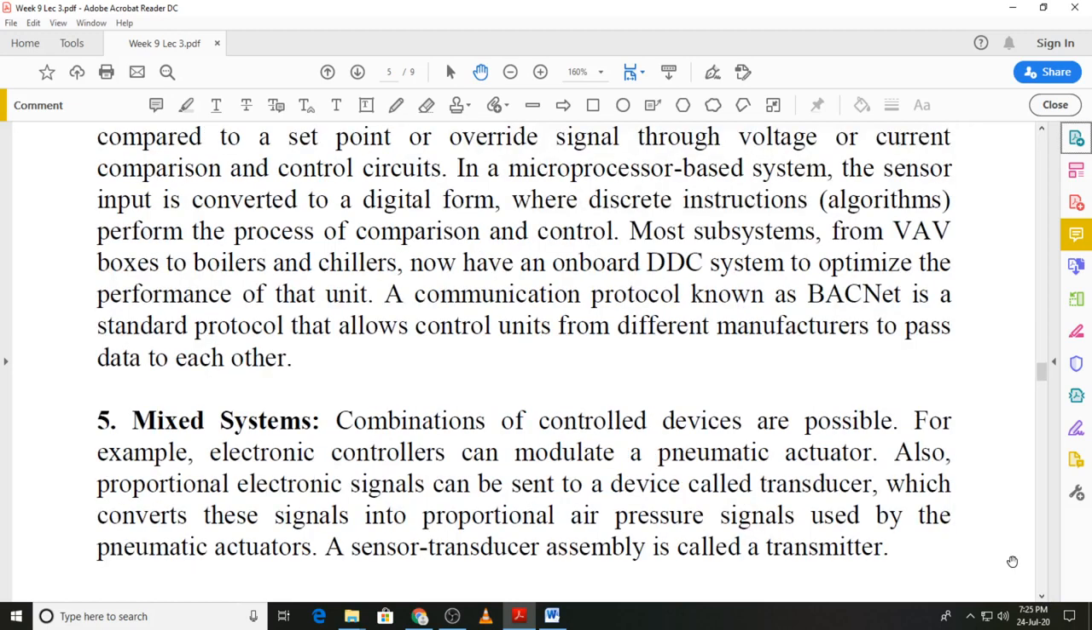And finally, we can also have mixed systems in which you have a combination of controlled devices. So you can have electronic controllers which modulate a pneumatic actuator, and you can have also proportional controllers which are used by pneumatic actuators. So that is also a possibility.